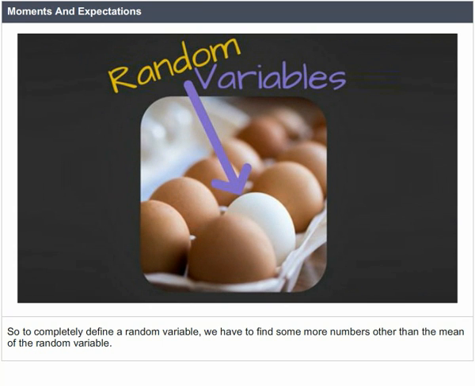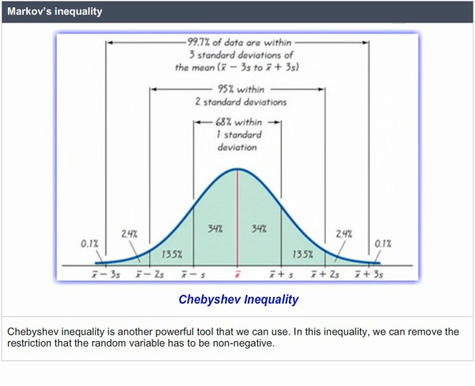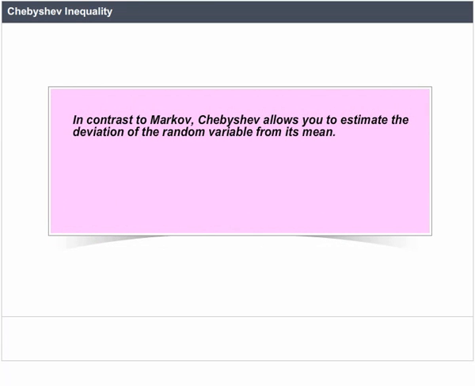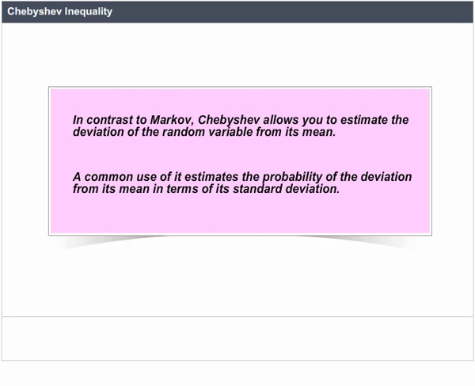Chebyshev's inequality is another powerful tool that we can use. In this inequality, we can remove the restriction that the random variable has to be non-negative. As a price, we now need to know additional information about the variable: a finite expected value and a finite variance. In contrast to Markov, Chebyshev allows you to estimate the deviation of the random variable from its mean. A common use of it estimates the probability of the deviation from its mean in terms of its standard deviation.